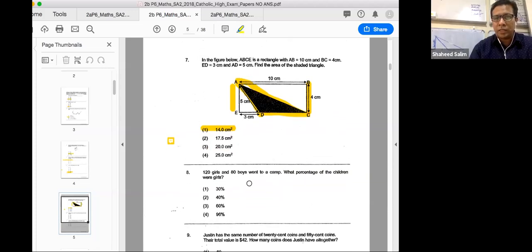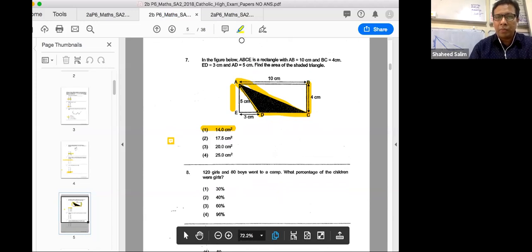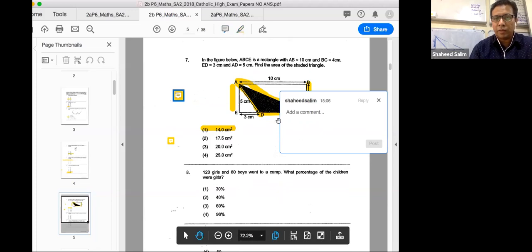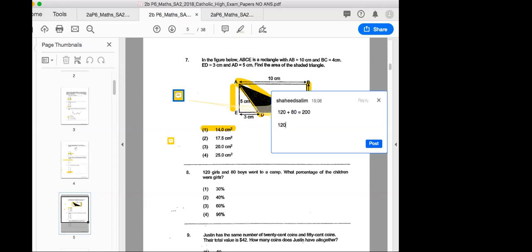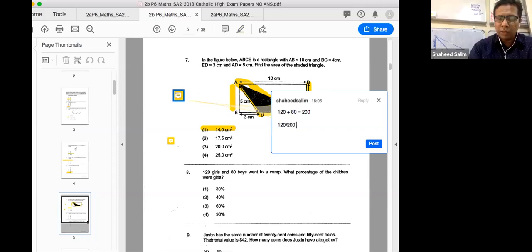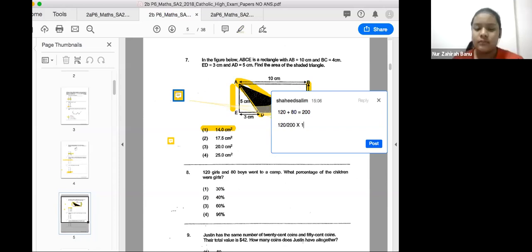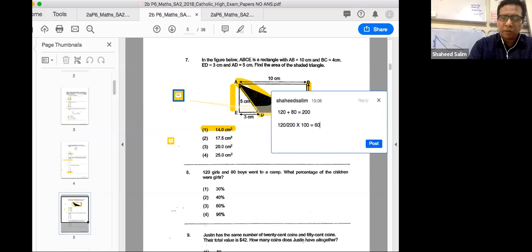The next one is quite easy also. Altogether, how many students are there, Raihana? Raihana is not there. Total 120 plus 80 students. Altogether, you got 200. And how many of them are girls? 120. So 120 over total 200 times by 100, equals to 60%.